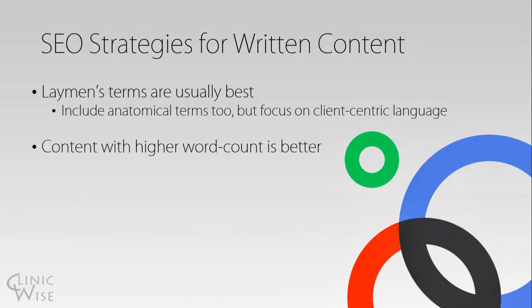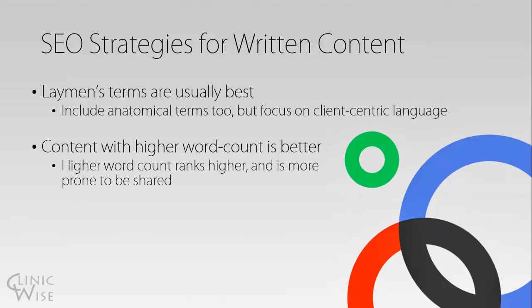Content with a higher word count is often better than content with a lower word count. There's no magic number to use when trying to decide how long to make your articles, but usually a minimum of 500 words is pretty safe.